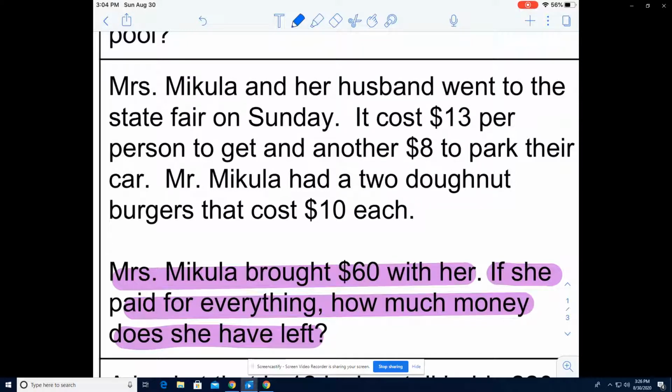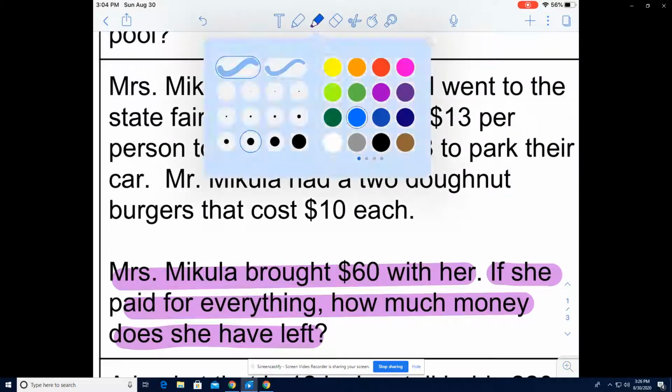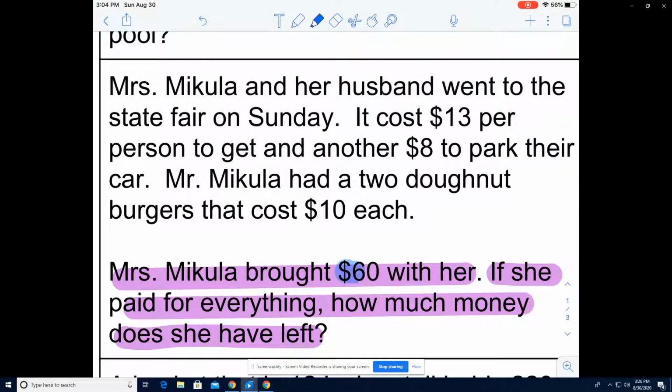So the way I like to look at this is that I like to know the important things in there. So she had $60, right? That's important. It costs $13 per person. It's $8 to park their car. And it's $10 each. Right? Those are all the important things in there.